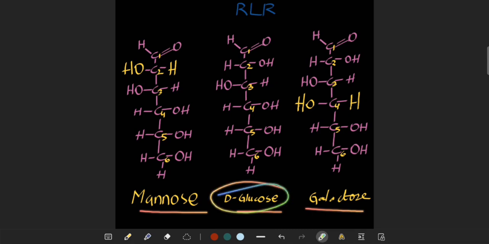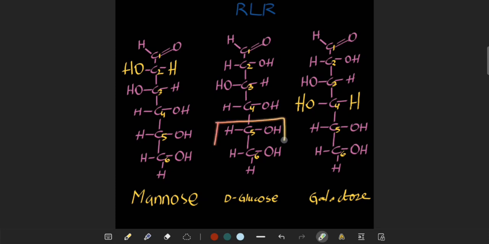Now I've written D-glucose. Can you tell me why it is D-glucose? Because the last chiral carbon from the functional group has an OH present on the right side. Therefore, it is D-glucose. If this OH was present on the left side, then we would call it L-glucose, right? So can I call this mannose D-mannose as well, because it has an OH group present on the right side as well, right? Can I call it D-galactose because this OH group is also present on the right side of the last chiral carbon?